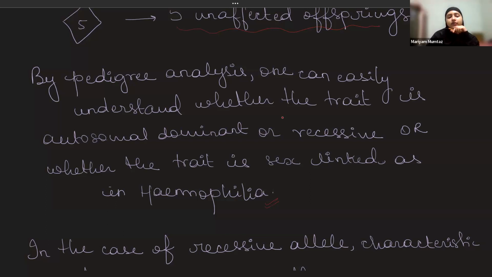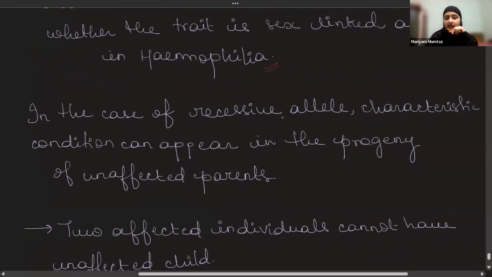Now, in the case of a recessive allele, the characteristic condition can appear in the progeny of unaffected parents. Read this sentence and tell me how. Then I'll tell you how. But first, you tell me how.